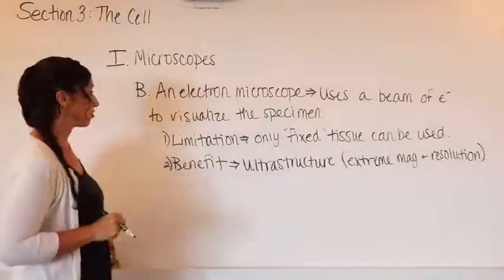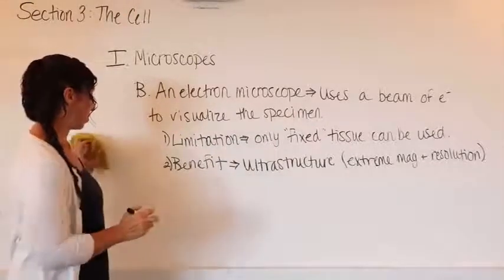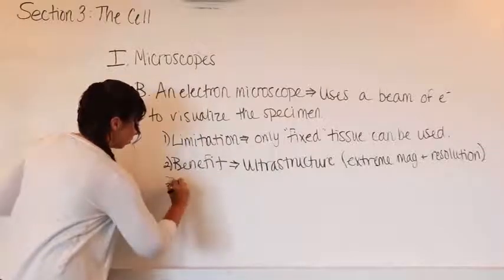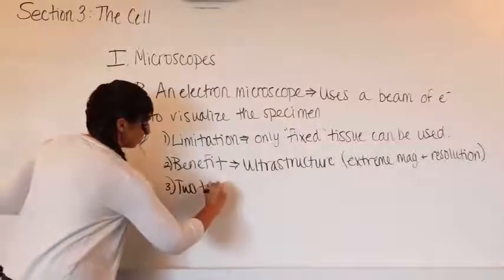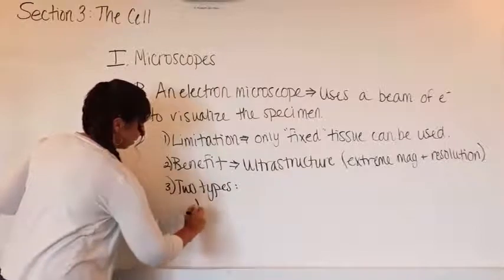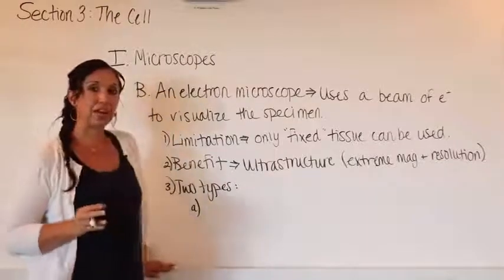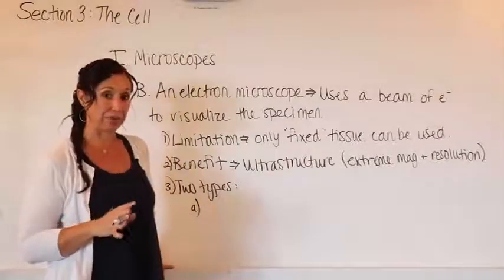There are two types of electron microscopes I would like you to know about. So number 3, you have 2 types. The first type is called a scanning electron microscope.